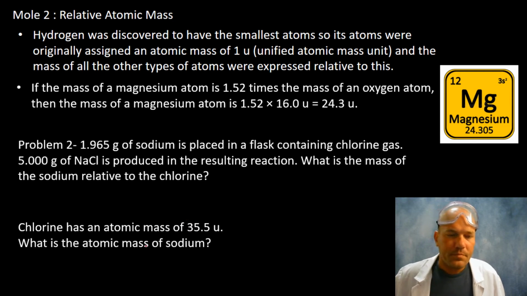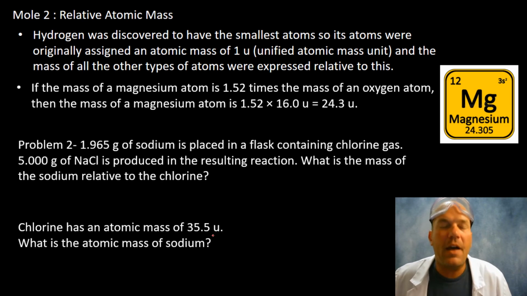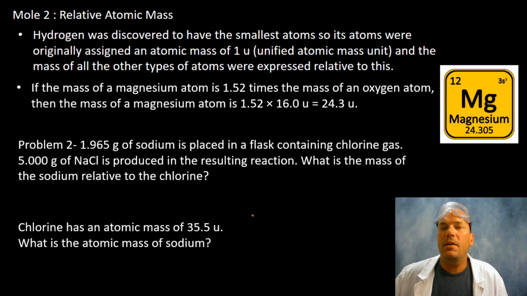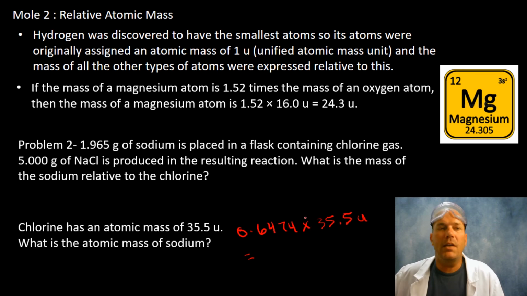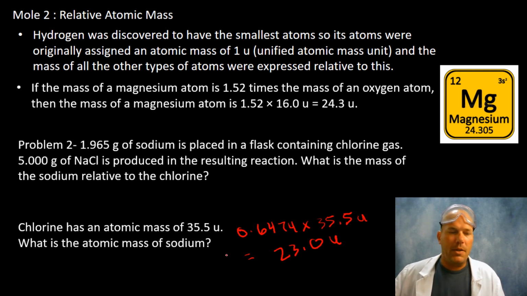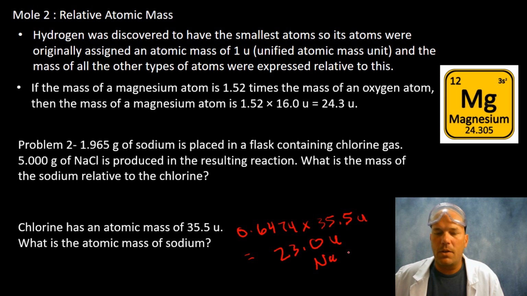So if chlorine has an atomic mass of 35.5 atomic mass units, then what is the atomic mass of sodium? So what we're going to do is take our number here, 0.6474, and multiply it by the mass, 35.5 U, and that is going to give us an answer of 23.0 U, and that would be the atomic mass of the sodium.